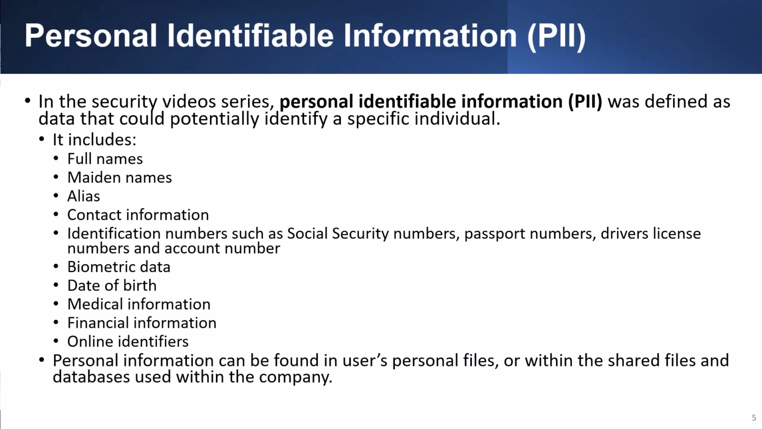In this security video series, Personal Identifiable Information, or PII, was defined as data that could potentially identify a specific individual. It includes full names, maiden names, aliases, contact information, identification numbers such as social security numbers, passport numbers, driver's license numbers, and account numbers, biometric data, date of birth, medical information, financial information, and online identifiers. Personal information can be found in users' personal files or within the shared files and databases used within the company.